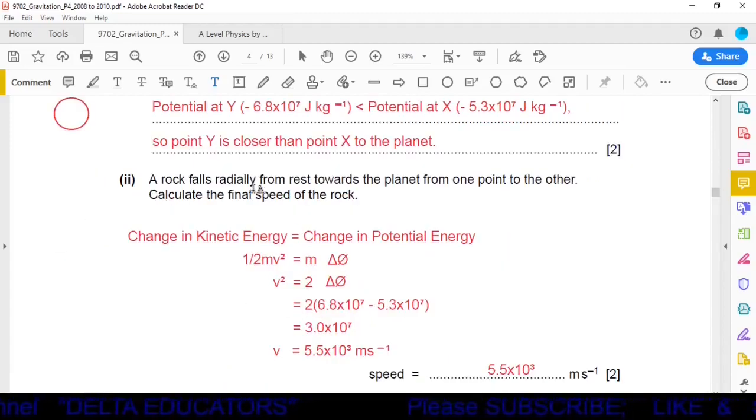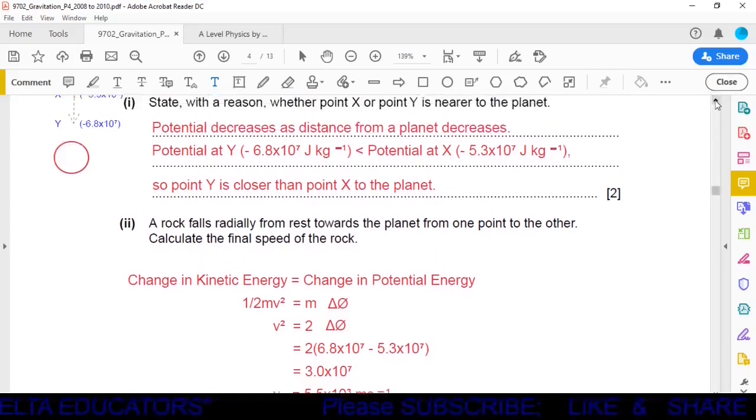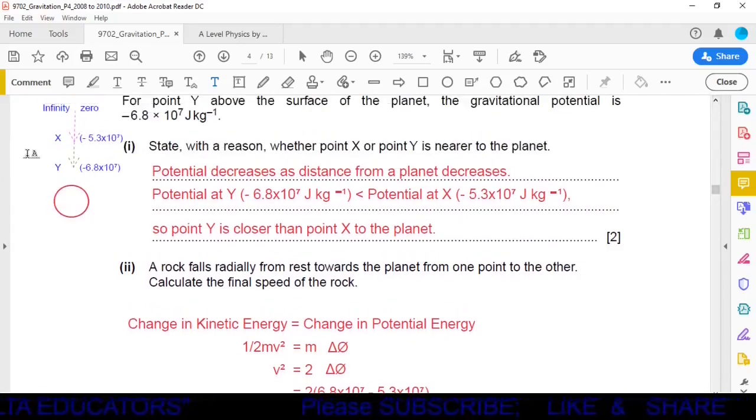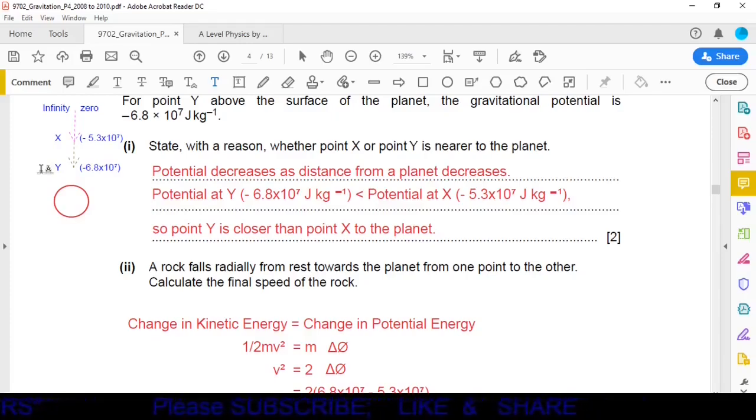Now part 2. A rock falls radially from rest towards the planet from one point to the other. Calculate the final speed of the rock. Okay, a rock is moving from point X to Y, and we have to calculate the speed of the rock. Since the rock is moving, it has velocity, so we can say it has kinetic energy, and also the distance from X to Y is changing, so there is also a change in gravitational potential energy. So we can say the change in kinetic energy will be equal to the change in potential energy.